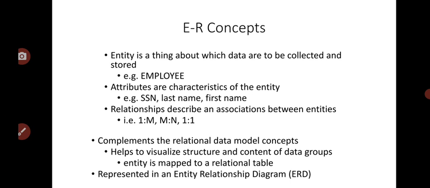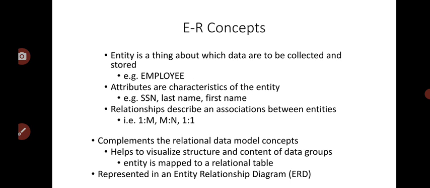Attributes represent the characteristics or the properties of an entity. For example, let us take the employee as an entity. The employee contains SSN, which means social security number, last name, first name, middle name, age, designation, name of the organization, phone number, email ID. These are all the properties of the employee.